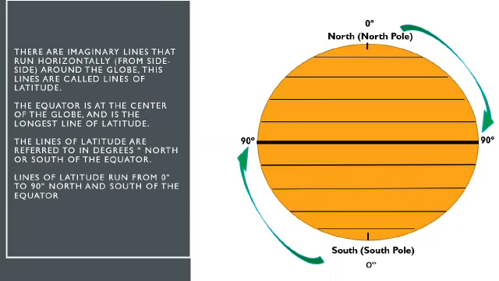The lines of latitude are referred to in degrees north or south of the equator. The lines of latitude run from 0 degrees to 90 degrees north or south of the equator.